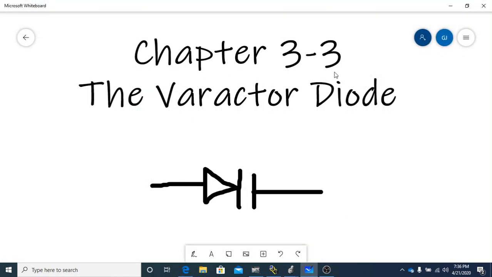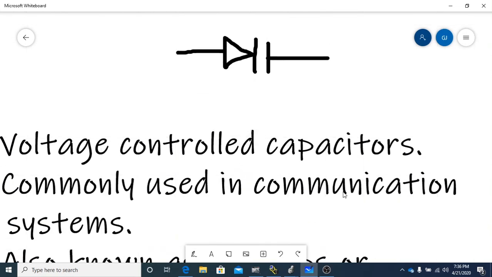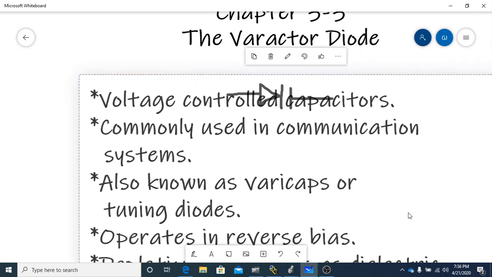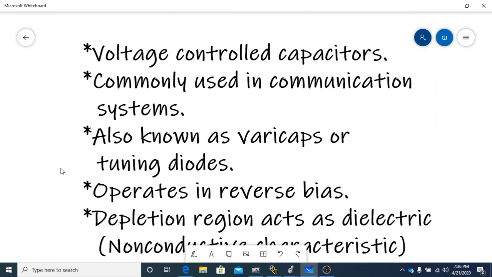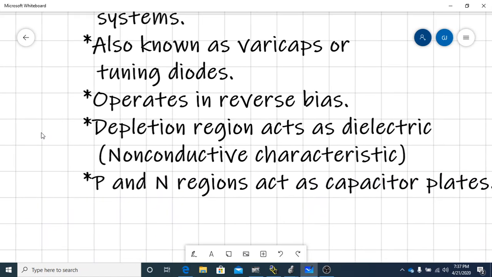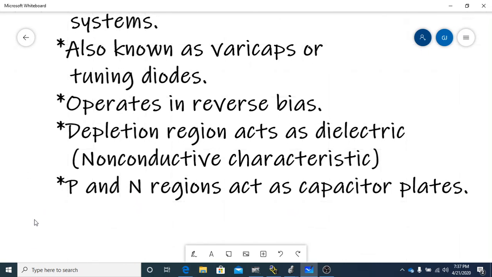So this right here again is chapter 3-3, the Varactor Diode. Again, this is a symbol of a Varactor Diode. Okay, here's a few of the notes that we talked about just moments ago. So remember, it's a voltage control capacitor. It's commonly used in communication systems. It's also known as varicaps or tuning diodes. It operates in reverse bias. Depletion region acts as a dielectric, which is a non-conductive characteristic. And P and N regions act as capacitor plates.